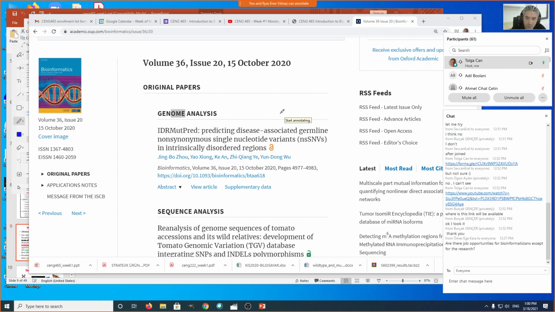Okay, so sequence analysis. So let me, I want to get.